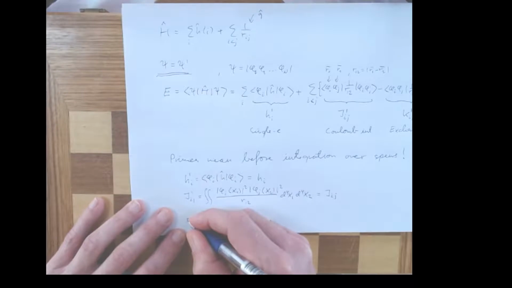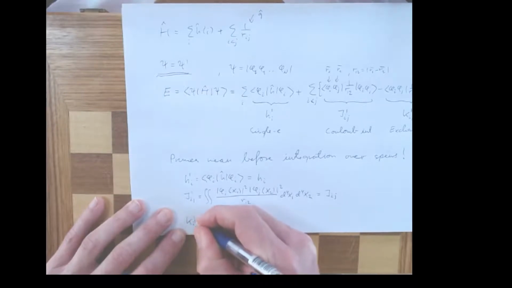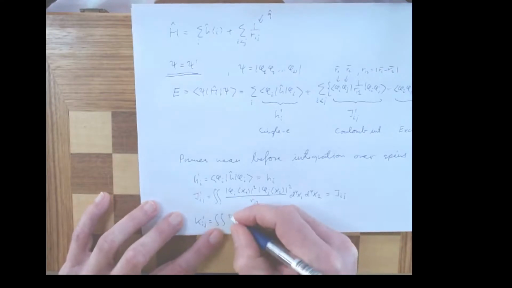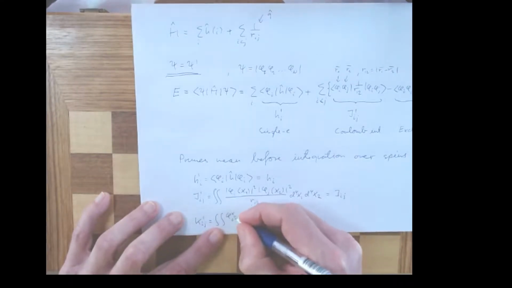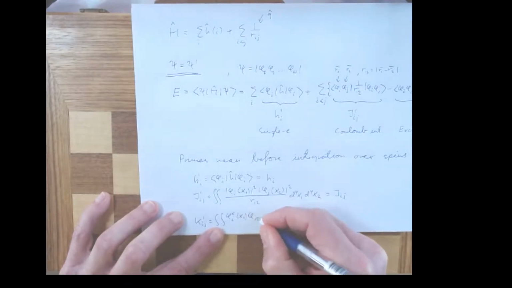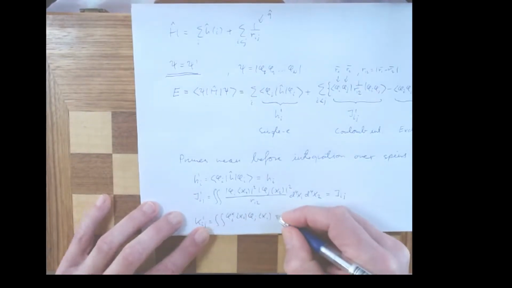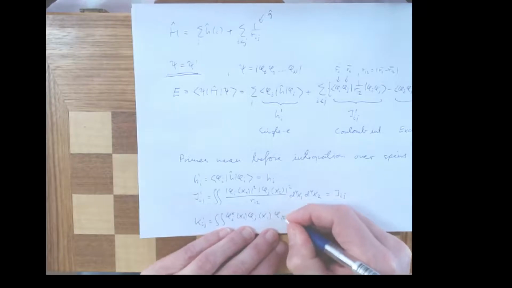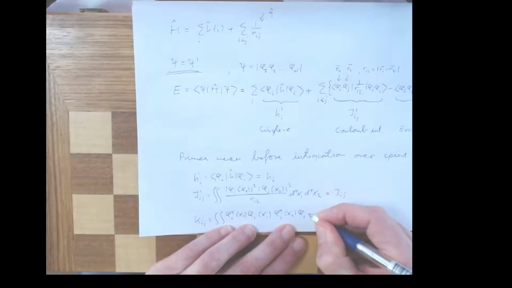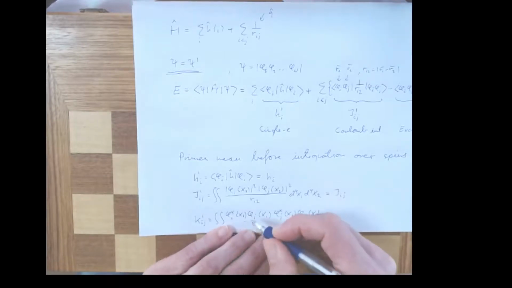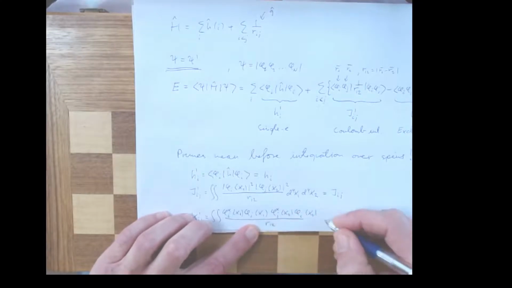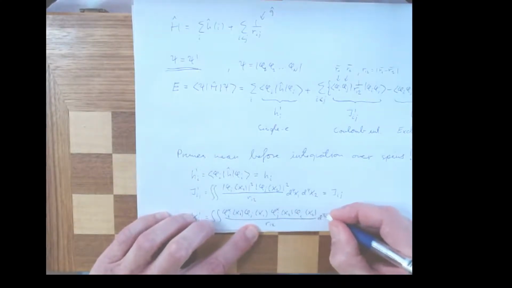But then I have the exchange terms, and they are slightly more complicated, because in this case I have phi i conjugate with argument x1, and then phi j with argument x1. And for the second term I have phi j conjugate with argument x2, phi i with argument x2. Everything here divided by r12, and then my 8-fold integrals.